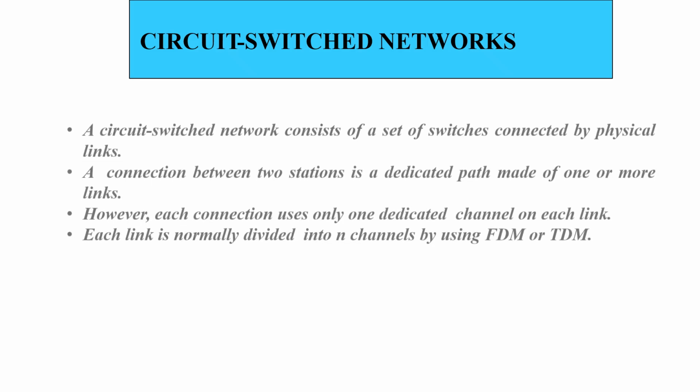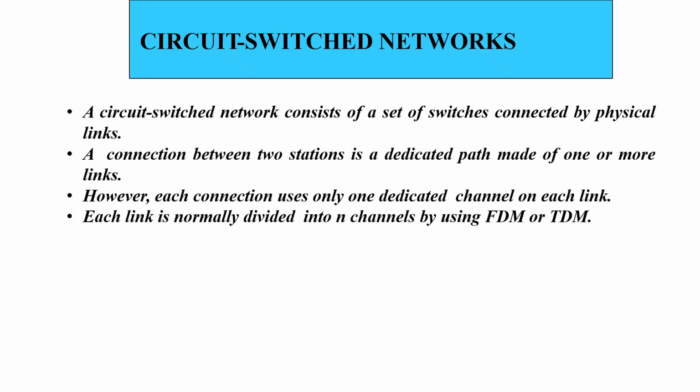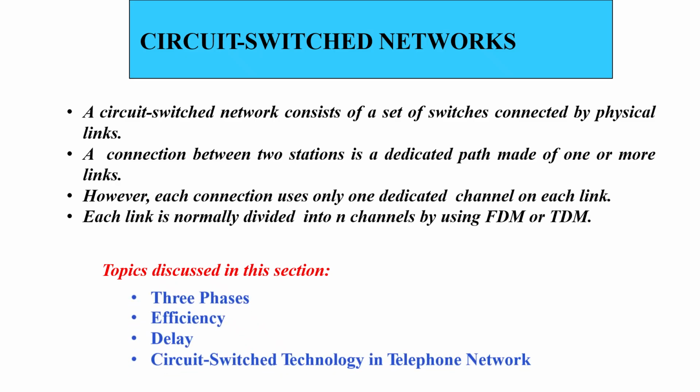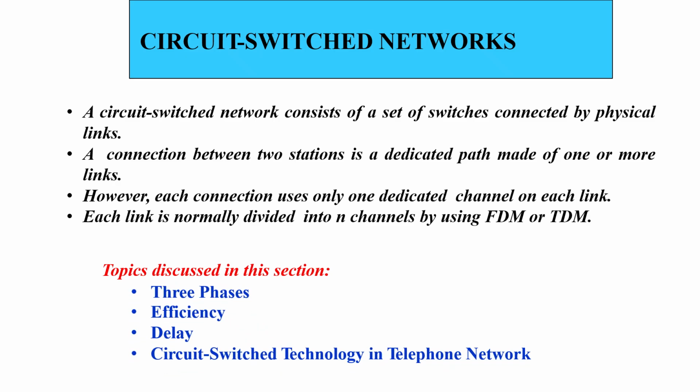The first category in a switched networks is circuit switched networks. A circuit switched network consists of a set of switches connected by physical links. A connection between two stations is a dedicated path made of one or more links. However, each connection uses only one dedicated channel on each link. Each link is normally divided into n channels by using frequency division multiplexers or time division multiplexers. So, following with this, we will be discussing three phases, efficiency, delay, circuit switched technology and telephone networks of this circuit switched networks.